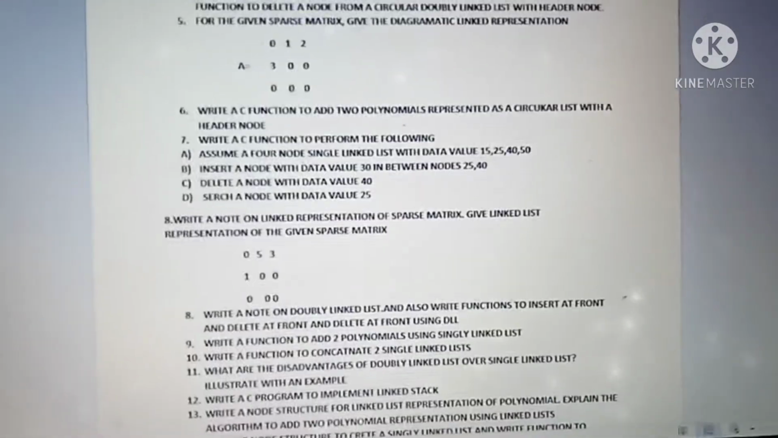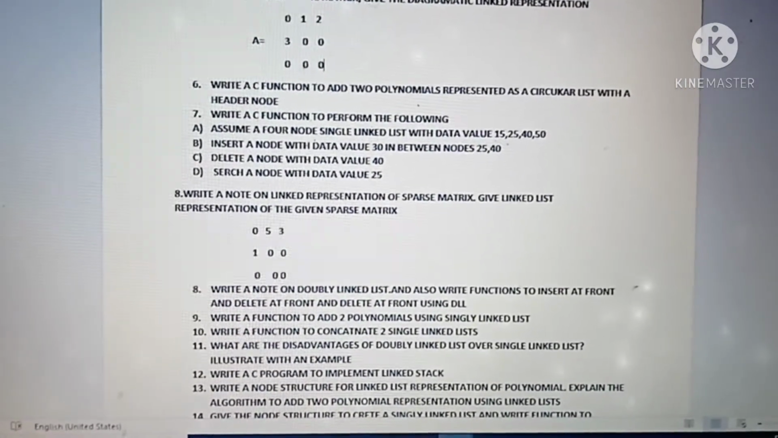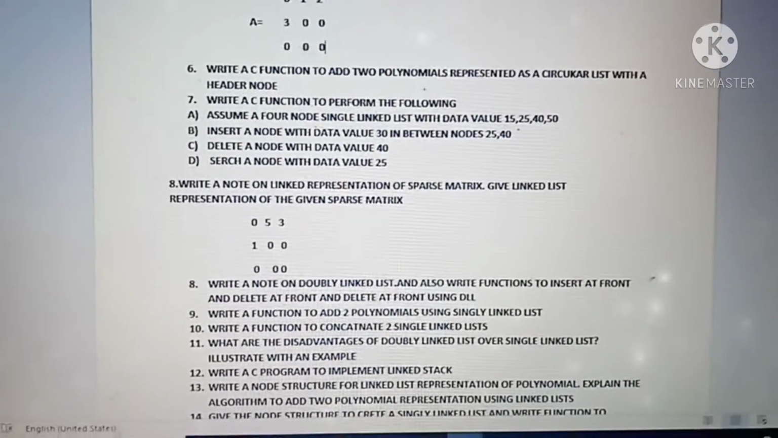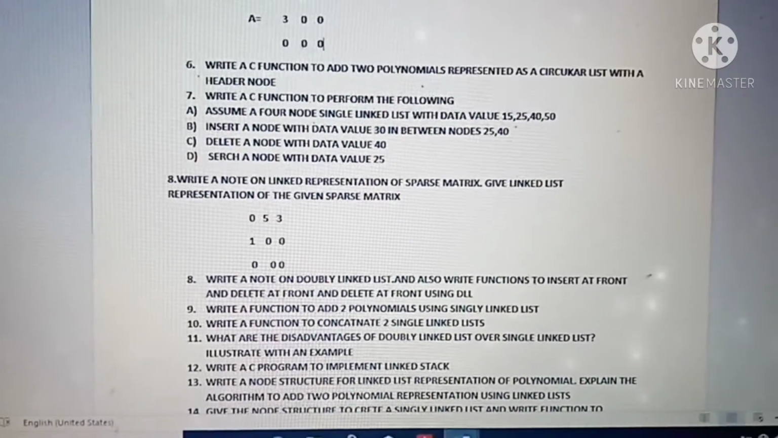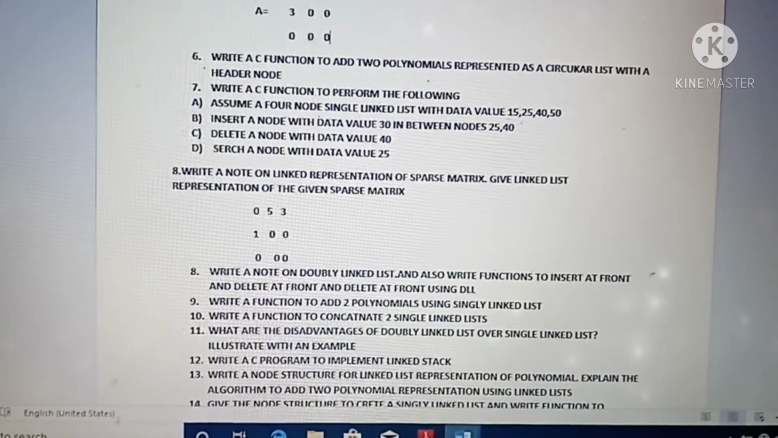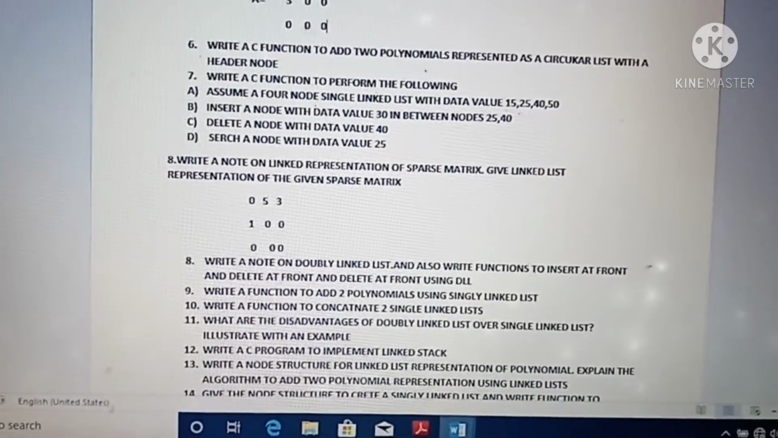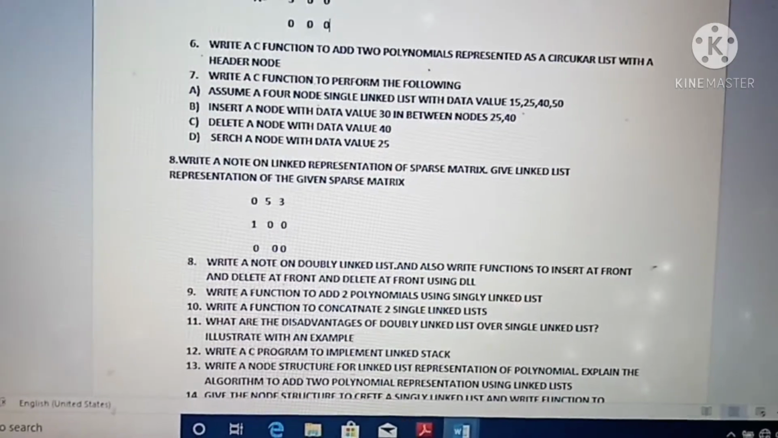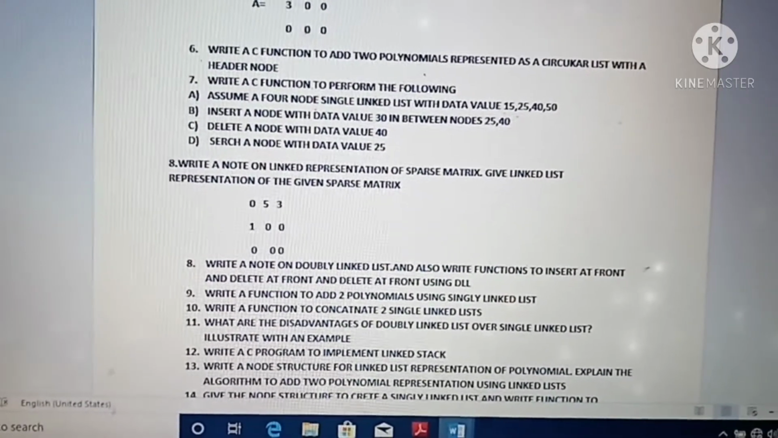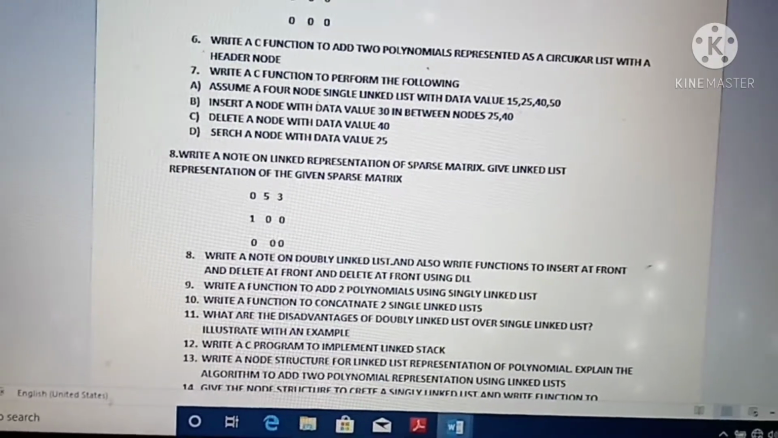Question number 7. Write a C function to perform the following. A: assume a 4-node singly linked list with data values 15, 25, 40, 50. B: insert a node with data value 30 in between 25 and 40. C: delete a node with data value 40. D: search a node with data value 25.